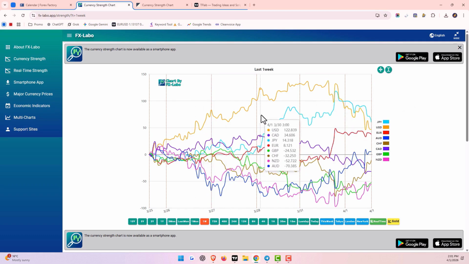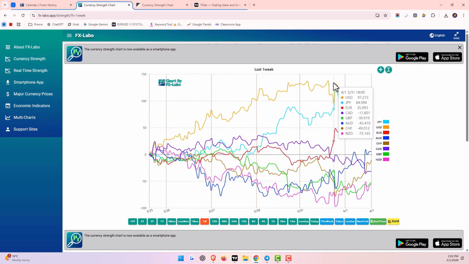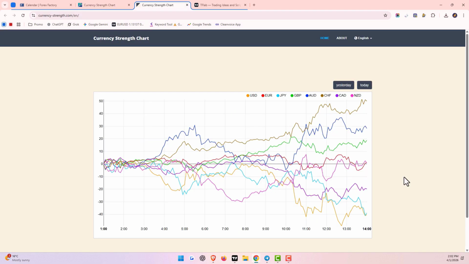Now we're looking at the currency strength chart on a weekly basis. Here we can see that in the past week, the dollar has been by far among the strongest currencies in the market, but as you can see, since yesterday the dollar's strength has diminished, and we've simultaneously seen an increase in the euro's strength. Now here we see the currency strengths on a daily scale.